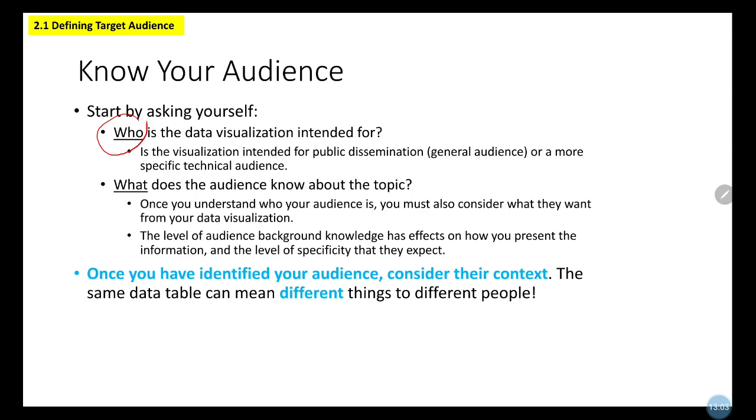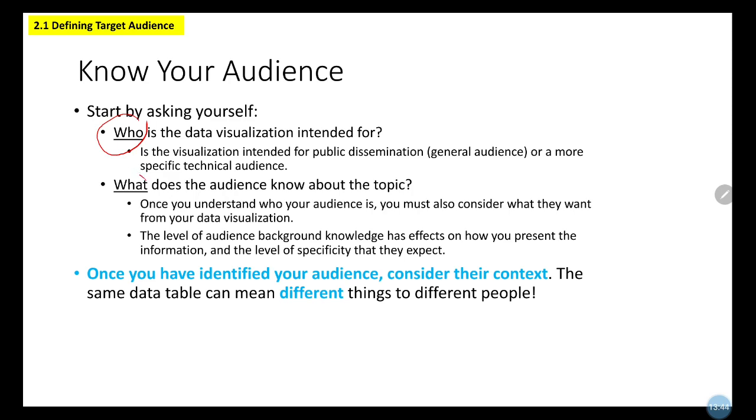So when you have a general audience, you must bear in mind that your visualization can be understood by these various levels of audience, because they are from different ages, different backgrounds, different communities, different social levels in the community, different education backgrounds and so on. Whereas if you have a more specific technical audience, you can present them with a more technical visualization.